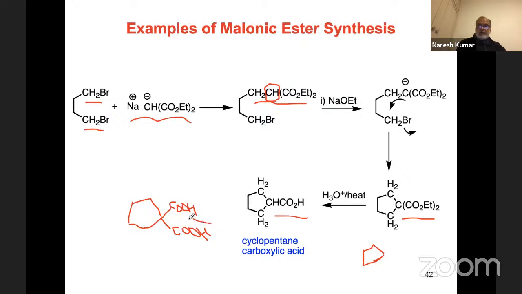And one of the carboxylic acids is then lost as CO2, and you get a cyclic carboxylic acid, which is a cyclopentane carboxylic acid in this case. If you start with a 5-carbon CH2 dibromide here, you will get a 6-membered carboxylic acid forming. So you can manipulate this reaction to generate straight chain, branched, cyclic, any type of carboxylic acid you want. So it's a really, really facile reaction and very easy to do.